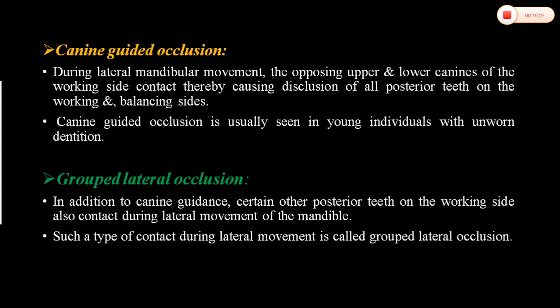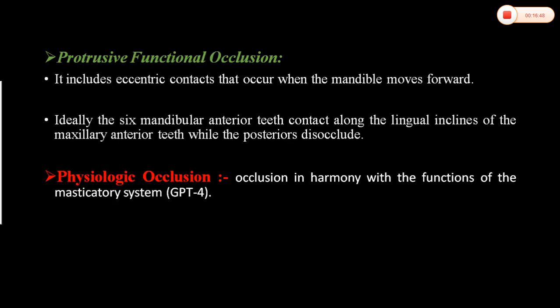Group lateral occlusion: in addition to canine contacts, certain other posterior teeth on the working side also will be in contact during lateral movement of the mandible. Even posterior teeth will be in contact on the working side. Such a type of contact during lateral movement is called group lateral occlusion.